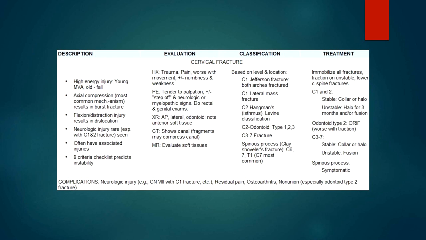There's a good mnemonic: Jefferson bit off a hangman's thumb. So that's going to be your Jefferson fracture, your bilateral facet dislocation, your odontoid type 1 and type 2 fractures, your atlanto-occipital dislocation, and then your hangman's fracture and your teardrop fracture. So that's your Jefferson bit off a hangman's thumb, and that should help you with whether or not a cervical fracture is unstable or stable.